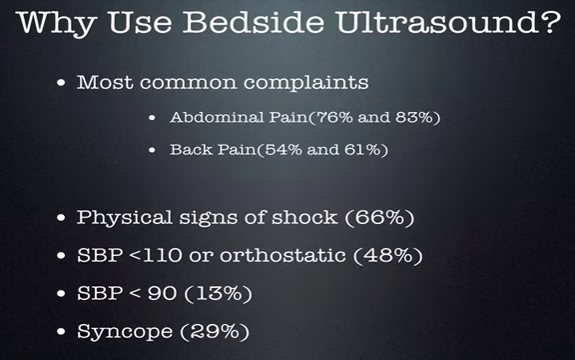The most common complaints, if you look through the literature, show that abdominal pain is present 76 to 83% of the time. Back pain is present 54 to 61% of the time. Both very non-specific presentations and something that we all commonly see in our day-to-day work. Now, physical signs of shock is present only 66% of the time. Systolic blood pressure less than 110 or positive orthostatic vital signs 48% of the time. Systolic blood pressure less than 90, present only 13% of the time, and syncope as a part of the presenting complaint is only present 29% of the time.